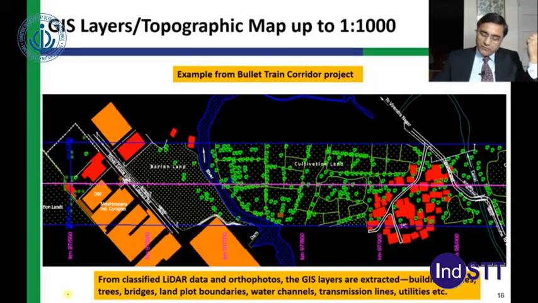Finally, because in our projects we need many layers, whether in AutoCAD or in GIS, all these layers of information can also be created from the LiDAR data and the photograph. So this is an example of the layers which were generated for the bullet train.